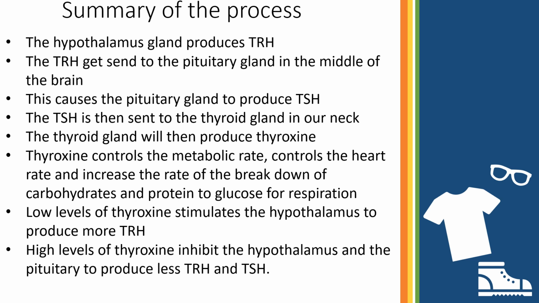to glucose for respiration. Low level of thyroxine stimulates the hypothalamus to produce more TRH, and high level of thyroxine inhibits the hypothalamus and the pituitary gland to produce less TRH and less TSH.